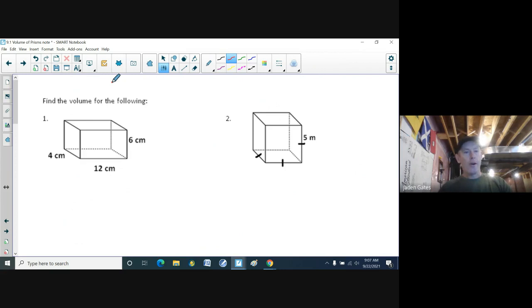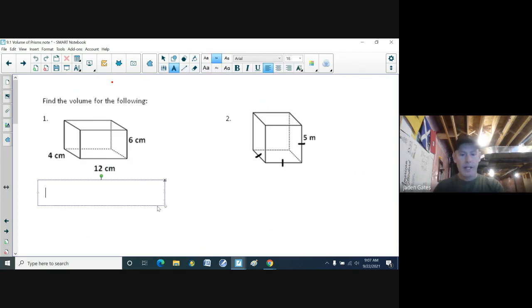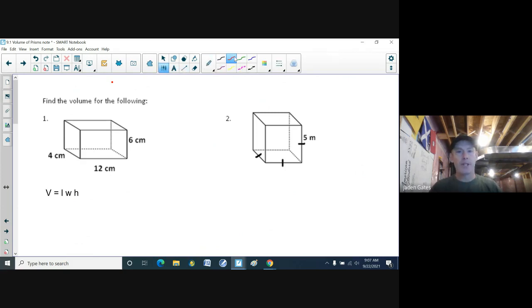All right, so find the volume of the following. One of the things I like to do is first identify the shape. In this case, we have our rectangular prism. Our formula there is volume is equal to length times width times height. Something that's really important, it might seem simple now, but it's to actually label the sides of your diagram.